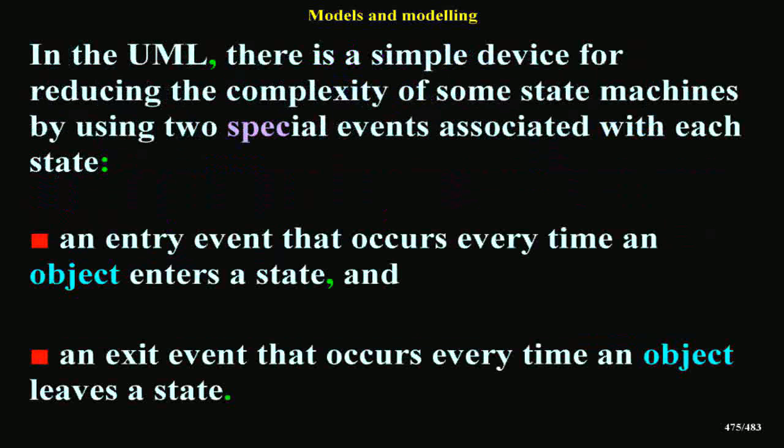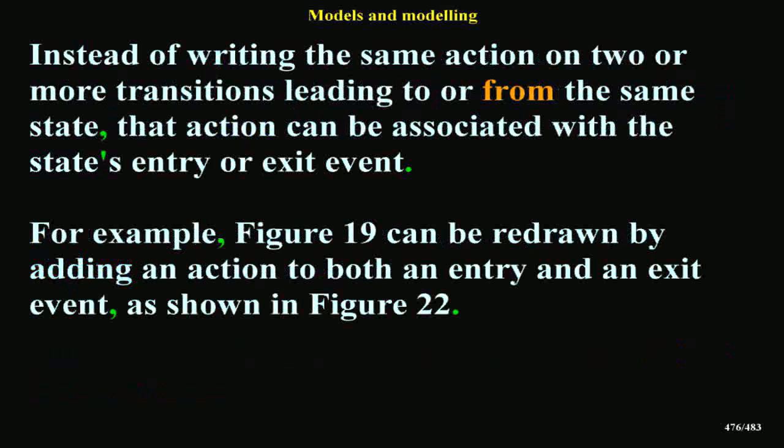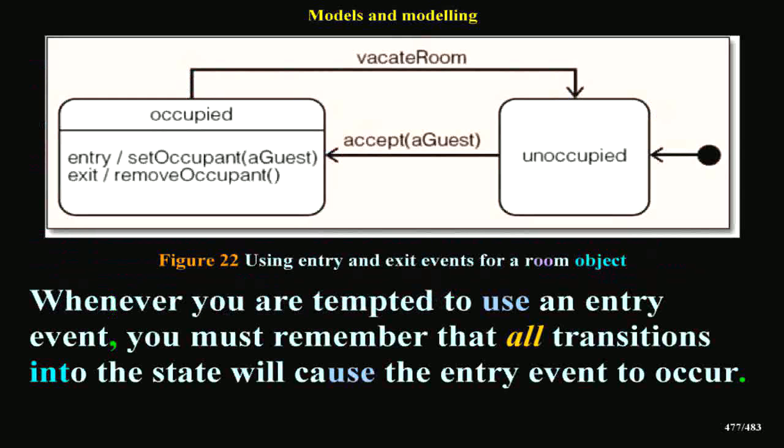In the UML, there is a simple device for reducing the complexity of some state machines by using 2 special events associated with each state: an entry event that occurs every time an object enters a state, and an exit event that occurs every time an object leaves a state. Instead of writing the same action on 2 or more transitions leading to or from the same state, that action can be associated with a state's entry or exit event. For example, Figure 19 can be redrawn by adding an action to both an entry and an exit event, as shown in Figure 22. Figure 22: using entry and exit events for a room object.